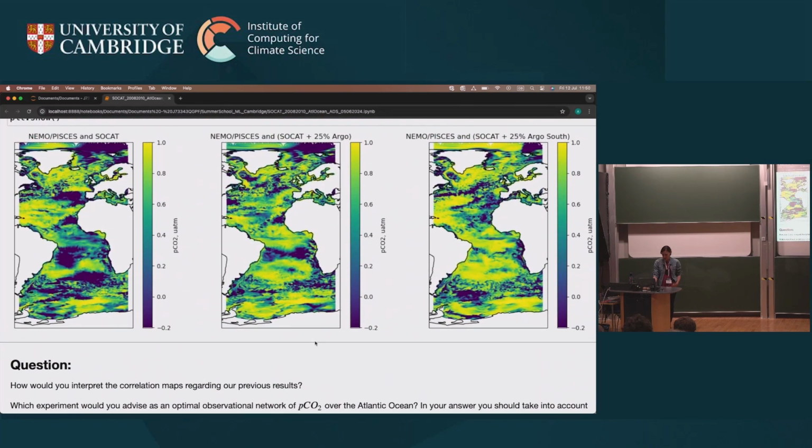So now we have the last one. This is a correlation map. When we have just SOCAT data, we introduce Argo profiles everywhere in the Atlantic Ocean and just in the southern hemisphere. So the correlation in the third case is quite good, you can see. So what would you say? What would you advise the Argo campaign to do? Because their idea was to go into the Atlantic Ocean and deploy the BioArgo every 3 degrees in the whole Atlantic Ocean.